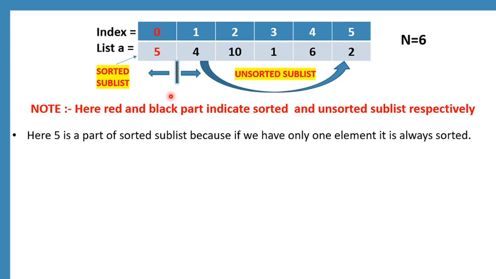Okay, so now here you will see 5 is a part of the sorted sublist. How? Because 5 is a single element, and a single element is always sorted. Okay, 5 is already sorted because 5 is a single element. A single element is always sorted. So we will take 5 as a part of the sorted sublist, and the rest, 4, 10, 1, 6 and 2, are a part of the unsorted sublist.